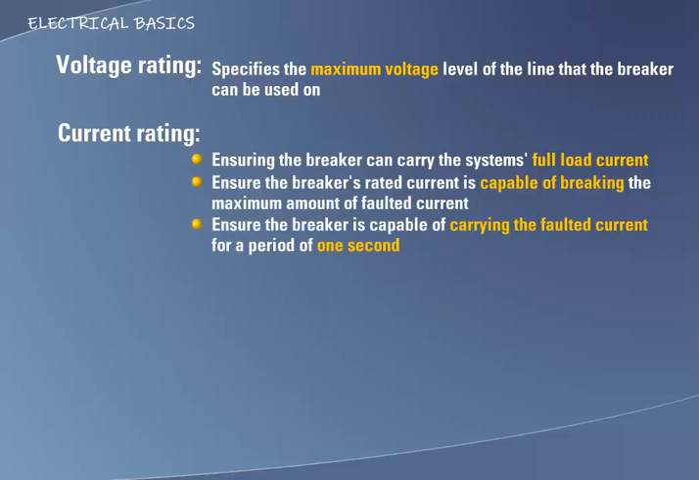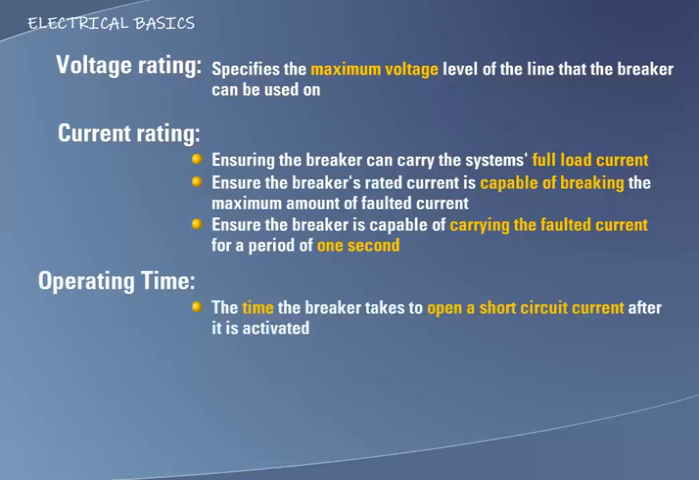second. Operating time. Two characteristics of operating time must be observed prior to selection. The first is the time the breaker takes to open a short circuit current after it is activated. The second characteristic is the time between operations. After a fault is cleared, the open breaker is usually heated significantly. Before the breaker can be closed, it must be given sufficient time to cool. Once the breaker is cool, it can be closed and operate normally.